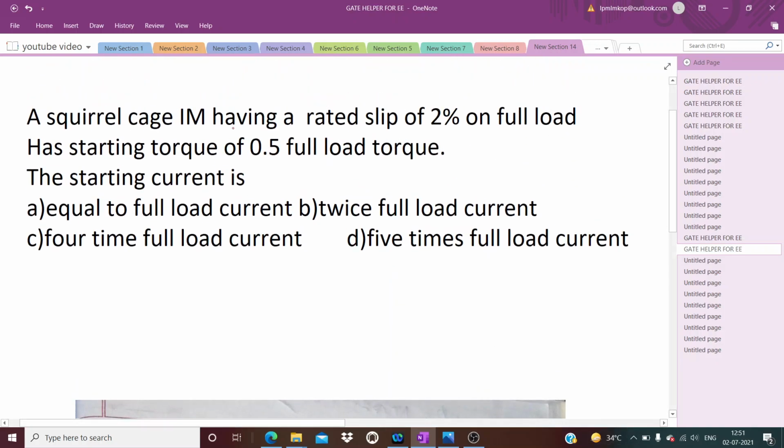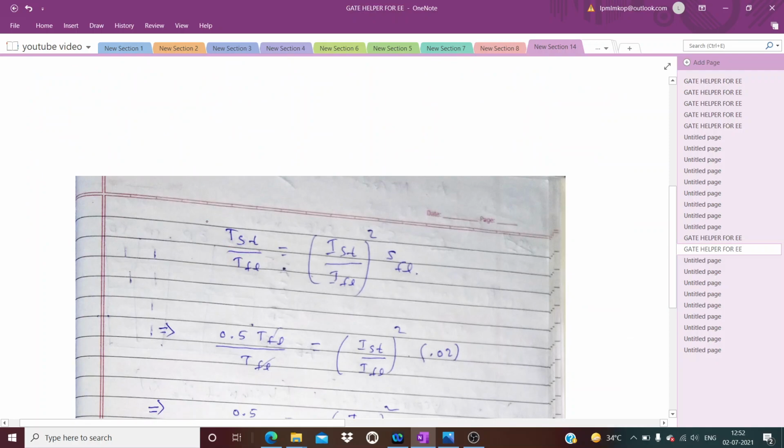This is the question of a squirrel cage induction motor having a rated slip of 2% at full load, and a starting torque of 0.5 times full load torque. The starting torque T starting is equal to 0.5 times T full load. So what will the starting current be? This is the formula you need to remember. This is the most important formula. You should know this.